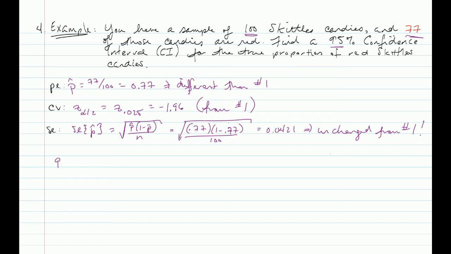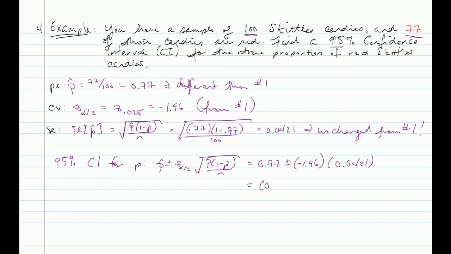So we can set up our 95% confidence interval for the true proportion. That's going to be p hat plus or minus z alpha over 2 times the square root of p hat (1 minus p hat) divided by n. And we plug in. So now our p hat is 0.77 plus or minus our critical value of negative 1.96 times our standard error of 0.0421. And when we work this out, our confidence interval is 0.687 to 0.853.